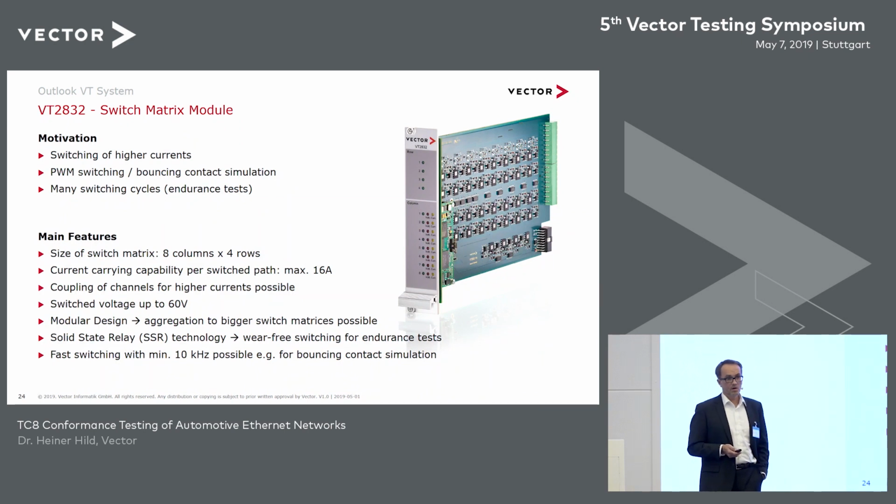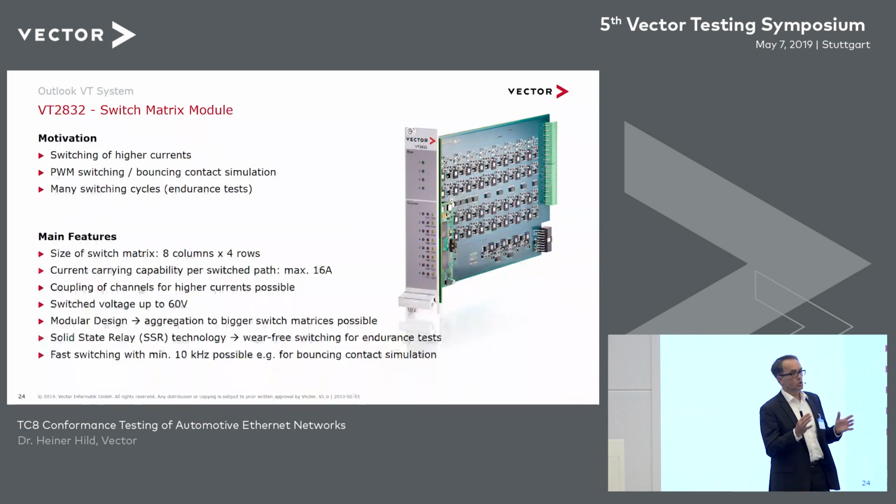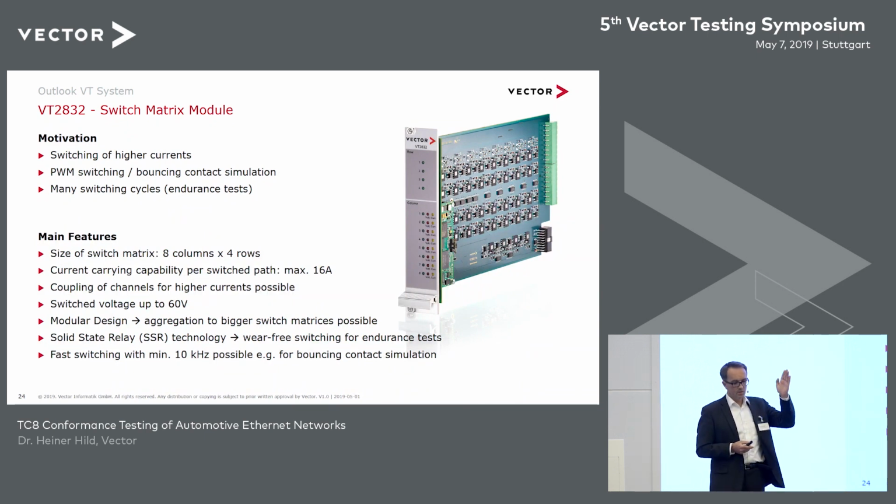The first topic being the switch matrix. The development has finished. We are procuring for the series production, and it will be released in summer. So the motivation is to switch higher currents flexibly. It offers an 8x4 matrix on a module where you can freely switch currents as needed. Additionally, practically each path or gap of the matrix can be equipped with PWM, so you can not only switch, but you can also make a bouncing contact simulation, for example, on an individual path.